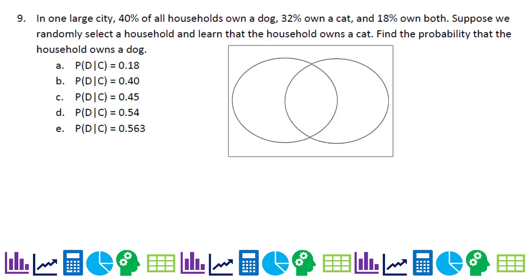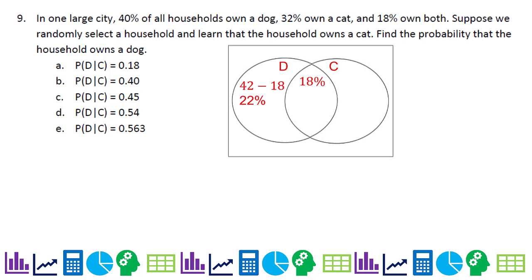So I'm going to start with the Venn diagram because we do have overlap between cats and dogs. And you don't want to start with the 40% or the 32% because those are the bigger circles, but the 18% that own both, we can totally do that. So first circle is dogs, second circle is cats, 18% goes in between. So I can figure out what percent own dogs, but not cats.